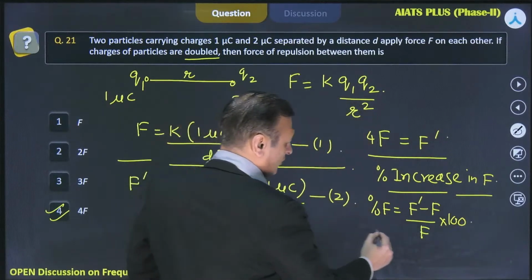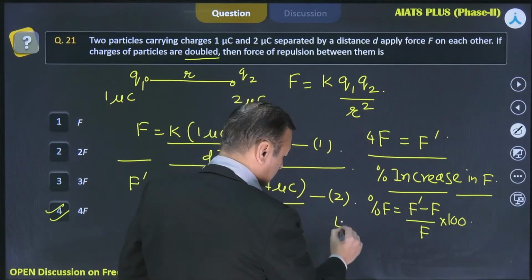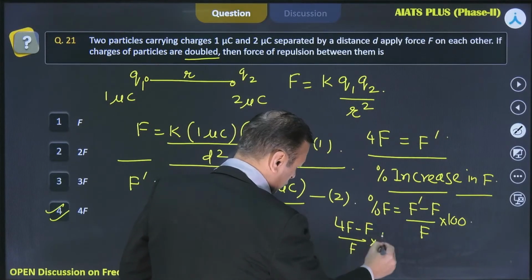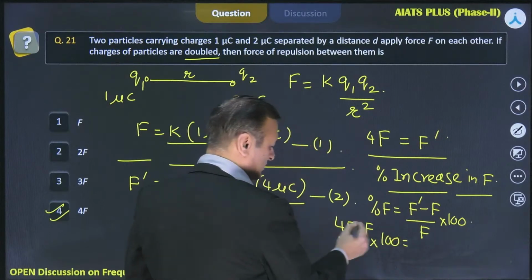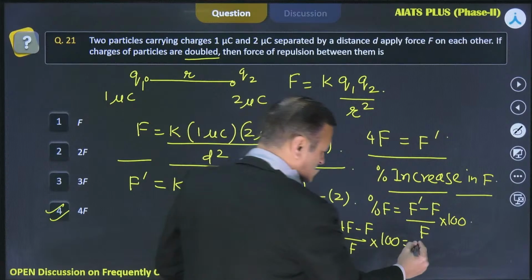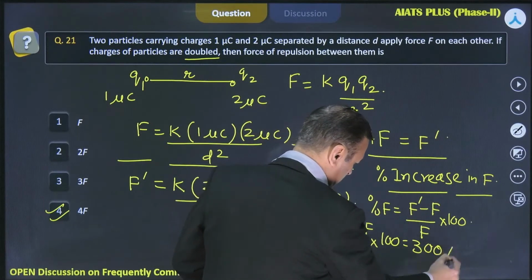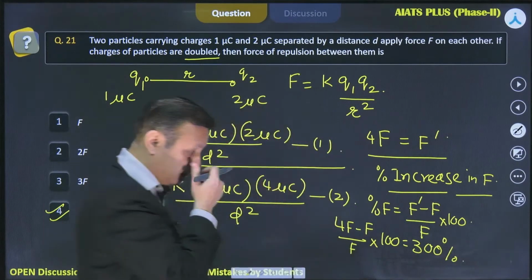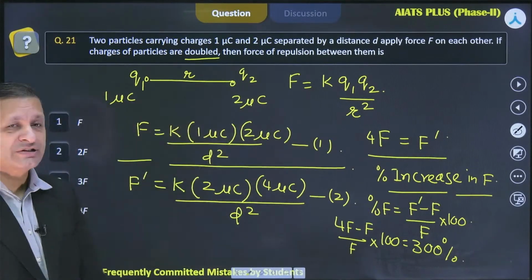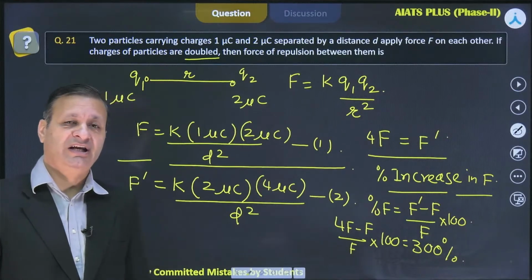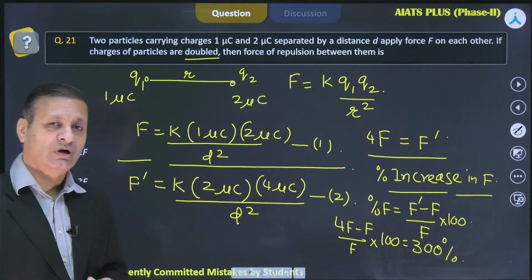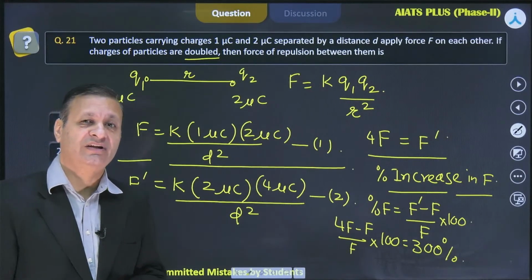And if you follow this, F dash is 4F minus F by F into 100, and this 4F minus F becomes 3F. 3F, F goes with this, and this is 300%. So I think if they ask you the percentage increase in force, now you got how you will calculate the increase in force.